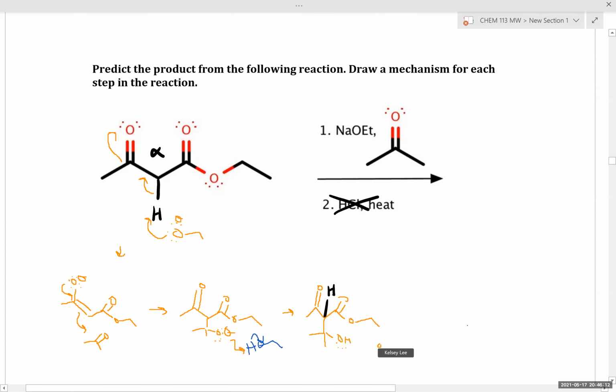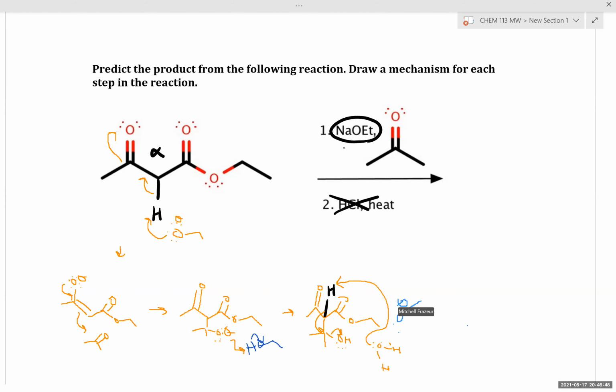So we still have base floating around. We have this acidic alpha proton. So we still have plenty of ethoxide floating around. So if we have more ethoxide floating around, we can pull off our alpha proton and lose hydroxide. Except our base in this case probably is not going to be water, but an equivalent of ethoxide. Yep, exactly.